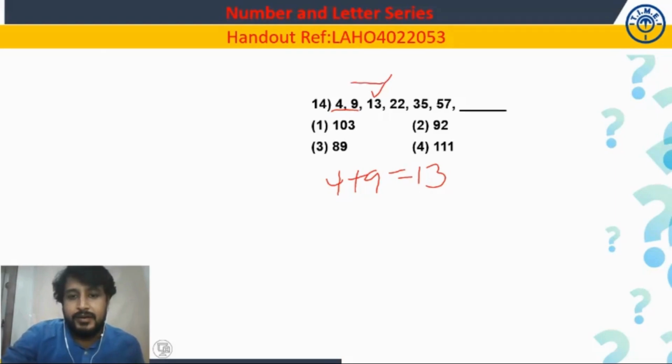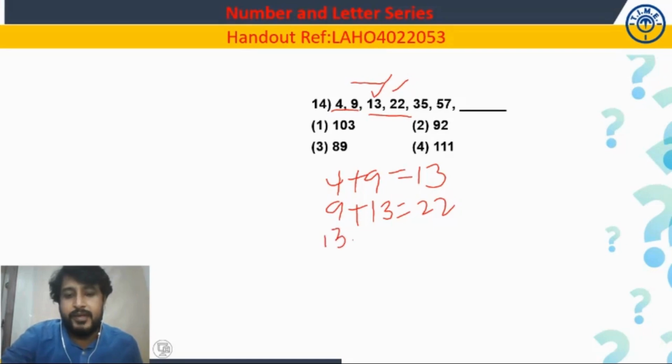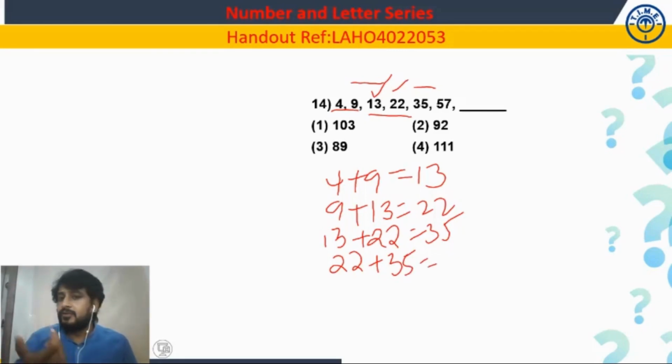Now next two numbers are 9 and 13. 9 plus 13, 22. So matching. So next will be 13 plus 22. Fibonacci series logic. 13 plus 22 is equal to 35. Now 35, it is matching. Next will be 22 plus 35. Sum of the two consecutive numbers will be equal to the next number. So 22 plus 35, 57.